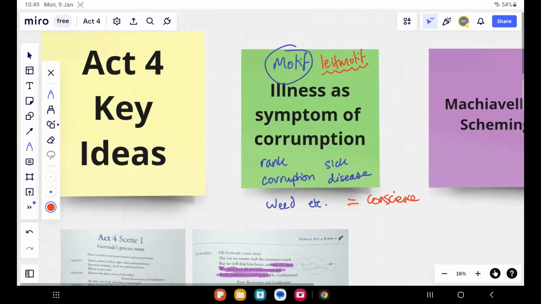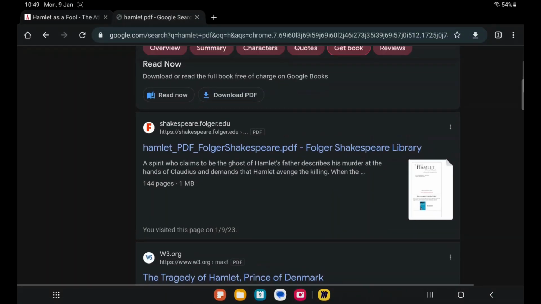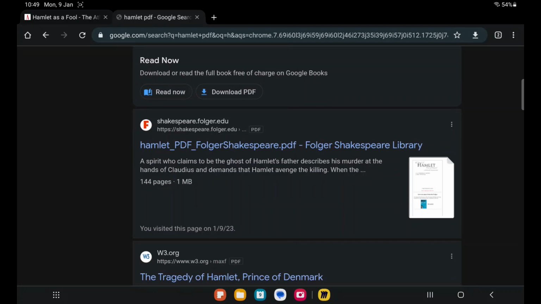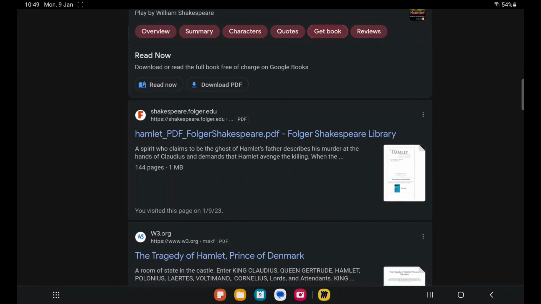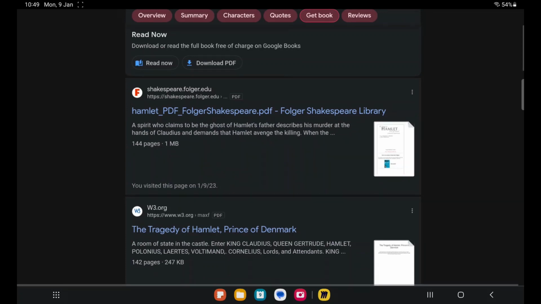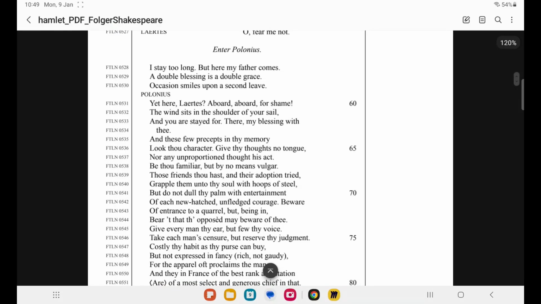Now, a really useful way to find these motifs, or key quotes anyway, is to use a PDF. So if you go to Google and just type in Hamlet PDF, you'll find shakespeare.folger.edu. It's probably the first result that comes up. This is a really good one, but other options are available. You click on there, and then you get to the PDF, and then it's just a case of doing a keyword search.